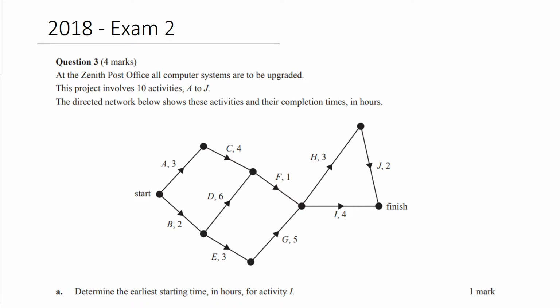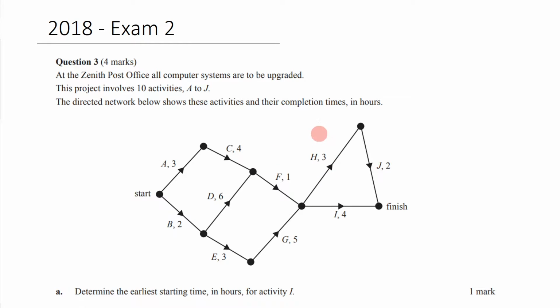All right, so we're going to work through this past exam question. It is taken from the 2018 paper, Exam 2, Question 3, and it's all about critical path analysis. It says, at the Zenith Post Office, all computer systems are to be upgraded. This project involves 10 activities A to J. The directed network below shows these activities and their completion times in hours. So here it is right here.